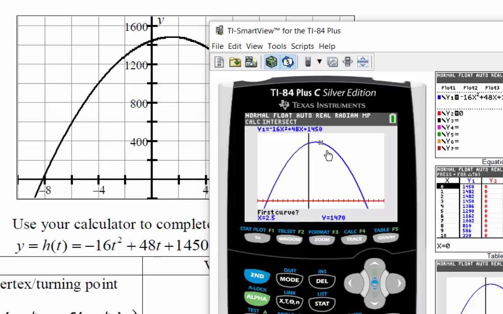see it says first curve? Well, the parabola could be my first curve. I press enter. It says second curve. All right, that would be the y equals 0. And then it says guess. Well, there's two intersections, right? There's one here on the left and one on the right. So if I want to find the one on the right first, I'm going to move my cursor toward the right. And I'm telling my calculator, I guess there's one over here to the right.